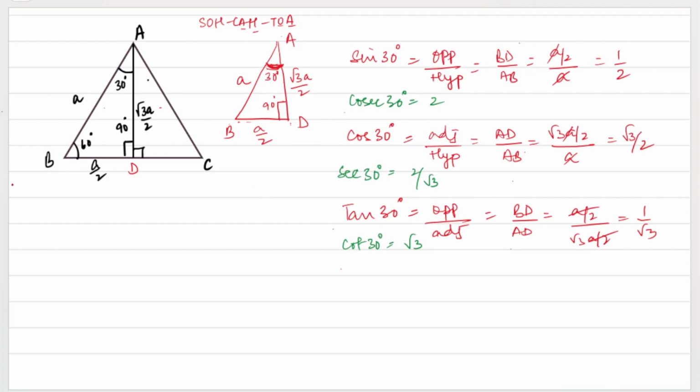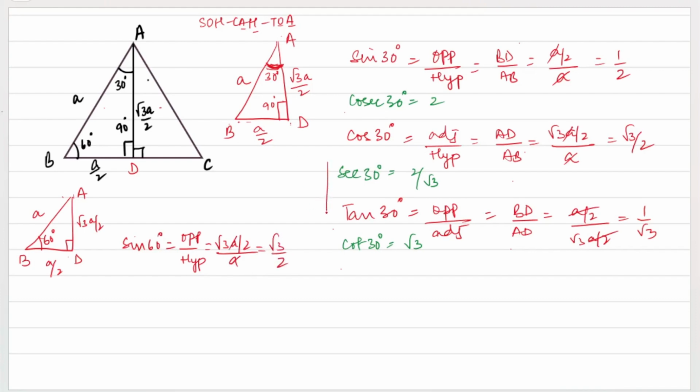Now let's start with the 60-degree values, and I will again draw a small triangle over here because this is my 60-degree angle. This is A, this is D, this is B, this was A, this is A by 2, and this is root 3A by 2, and of course this is 90-degree. So let's start with sine 60. Sine 60 is equal to, again, opposite over hypotenuse. So what is the opposite side of 60? It's root 3A by 2. And what is the hypotenuse for this? A. Cancel and I get root 3 over 2.